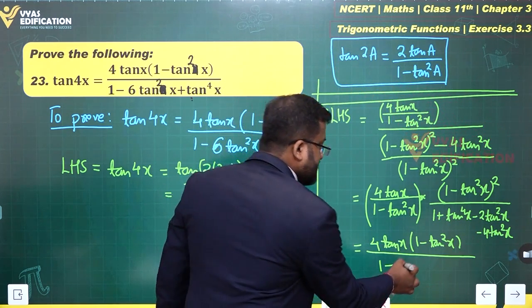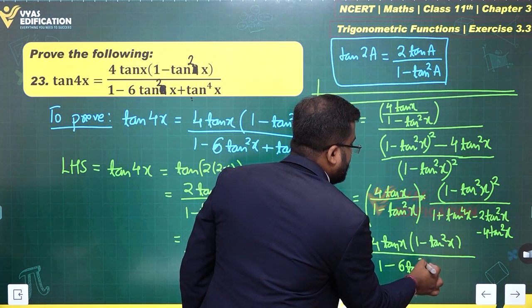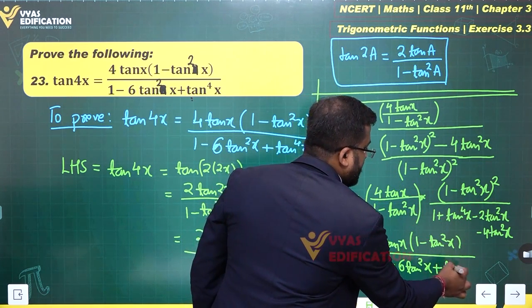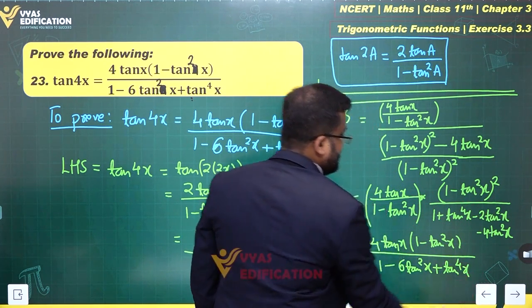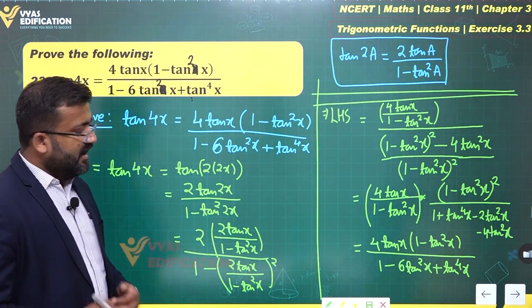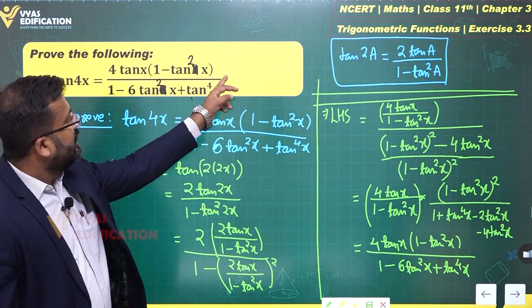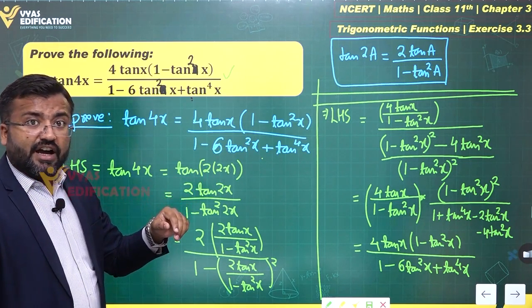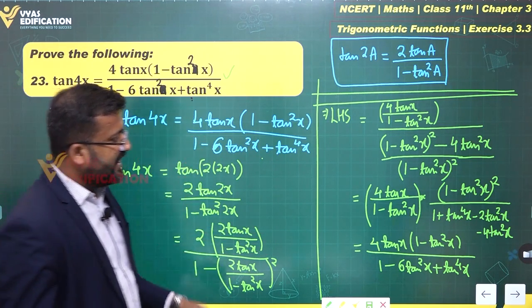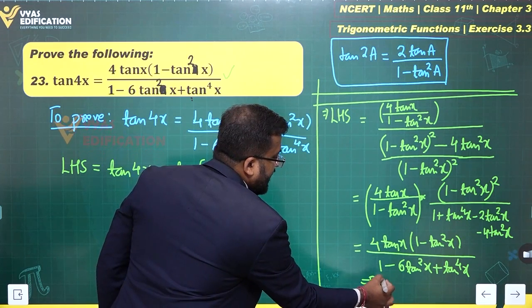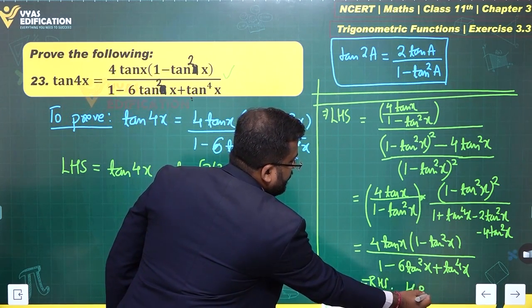Do you observe that? This is 6 tan square x plus this is tan power 4x. This is tan power 4x. And observe carefully, this or this, are they same? Yes, this and this are same. This is equal to the RHS, hence proved.